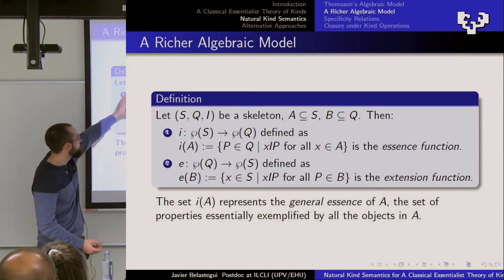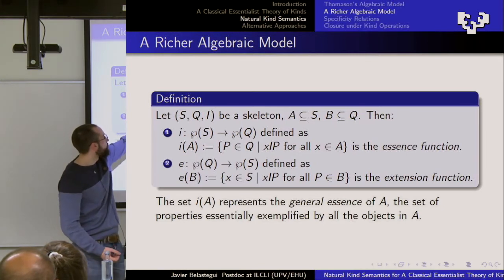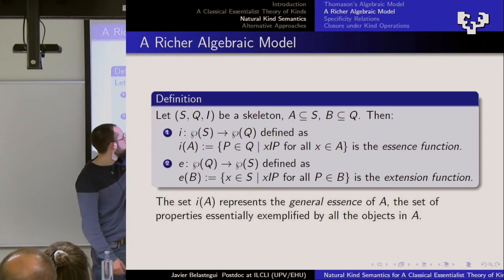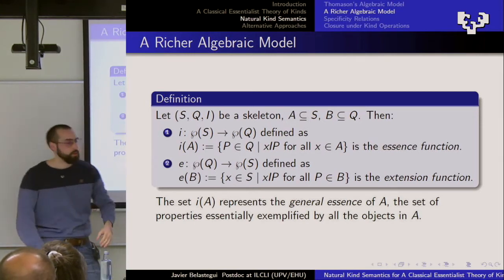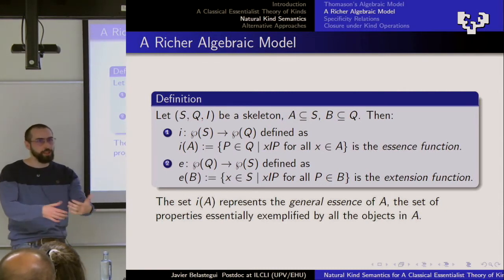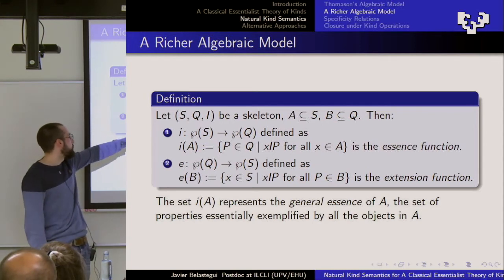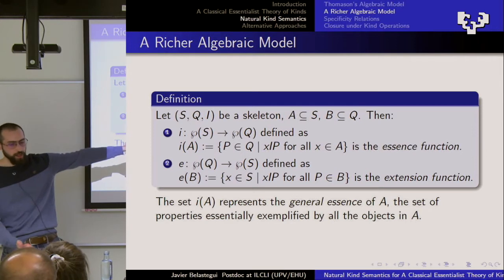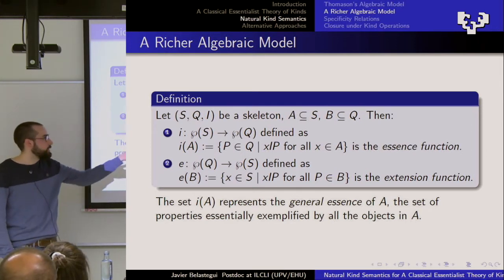The function says, take a set of objects A and give me the set of properties or attributes P from a set Q, such that every object has this attribute. Let me call this basically the essence function. It gives you the essence of the set of objects. And then we have the dual. We take a set of attributes and give me the set of all the objects that have all these attributes, and call it the extension function.